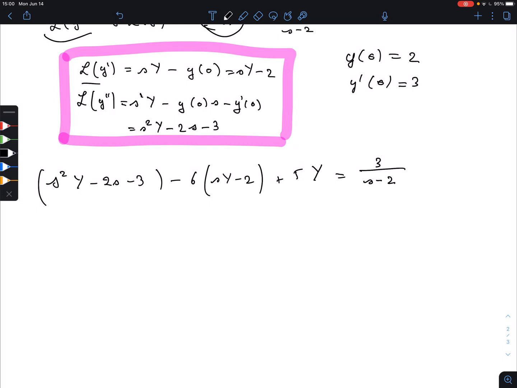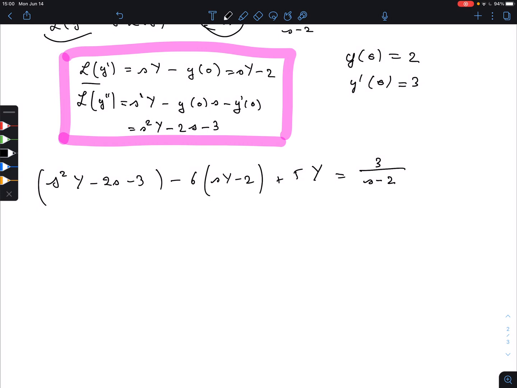So what we get is actually no longer a differential equation. This is just a function. Think of y as the indeterminate here, and we're just going to solve for y. So that's really what we do. We're going to solve for y. Okay, let's work it out.